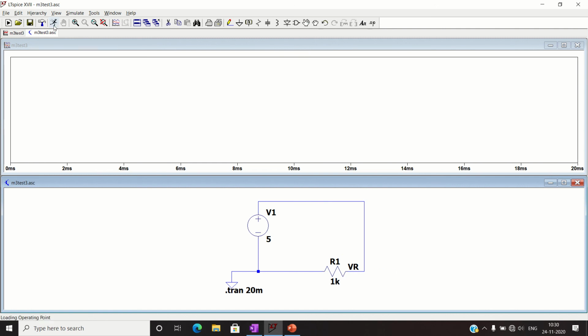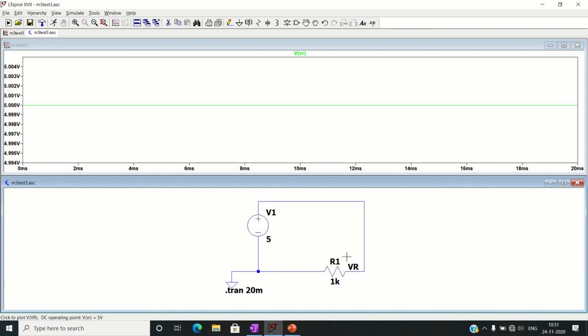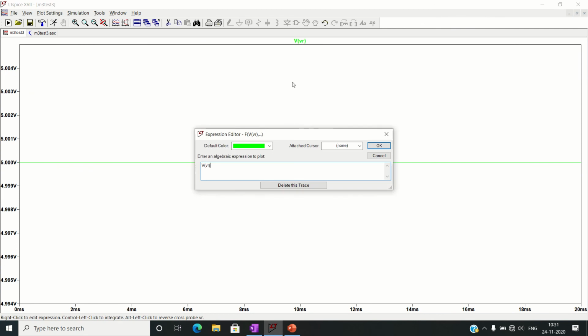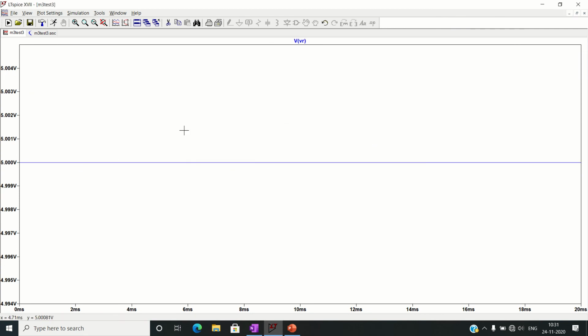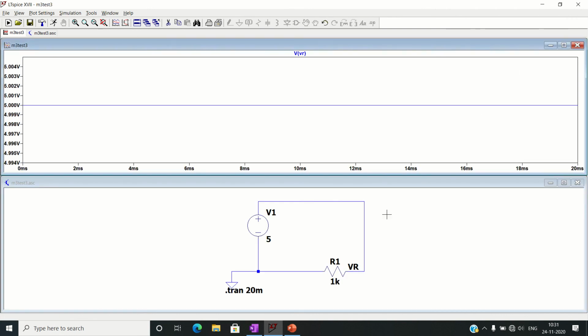Again, if we simulate, that waveform went away. Why? Because I renamed this. So if I click here again, it shows the voltage across VR is 5 volts. The voltage across VR is currently 5 volts because I don't have any switch here. It is a direct connection. Now I will add the switch.